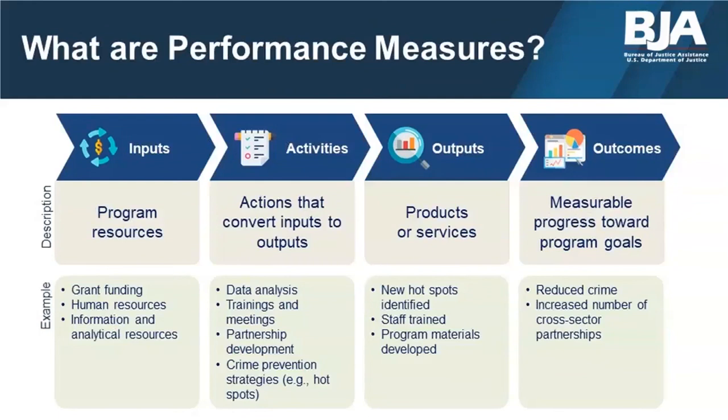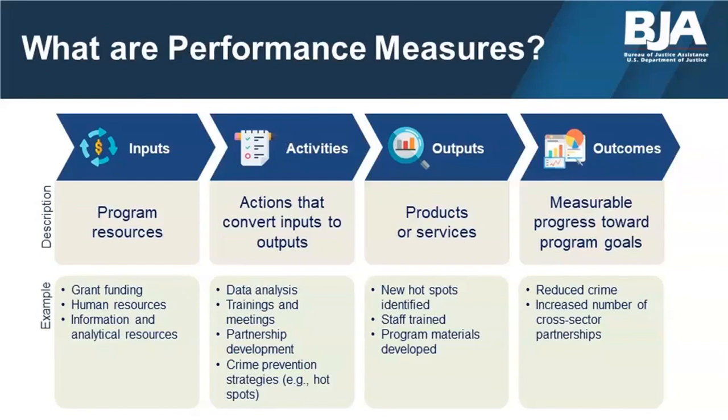This graphic introduces the variety of types of performance measures we use to track progress towards CBCR goals and identify areas for improvement. Inputs refer to program resources like grant funding, staff, and technology resources. Activities are the actions that convert inputs to outputs that eventually result in measurable progress towards the program's goals.